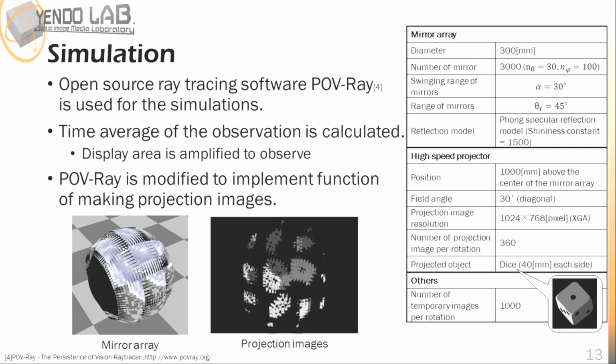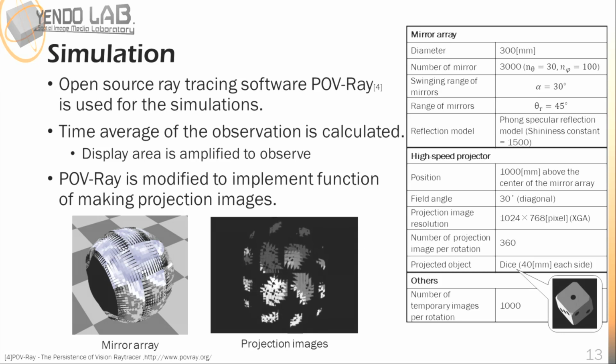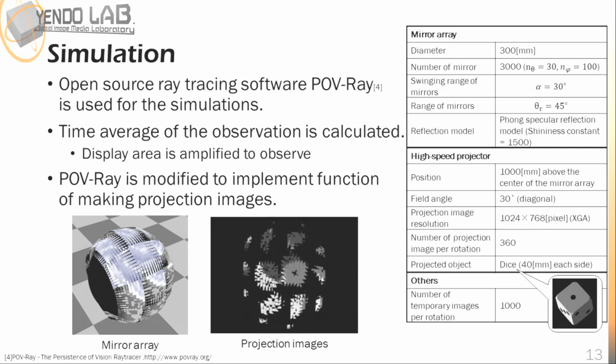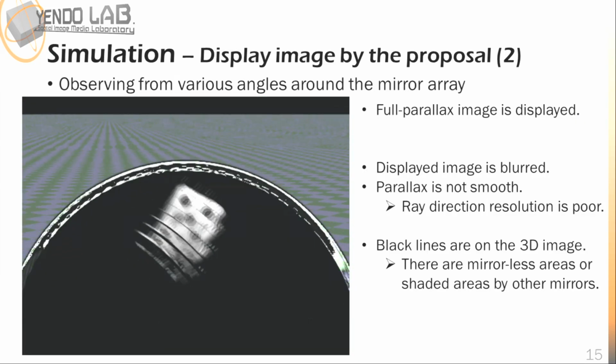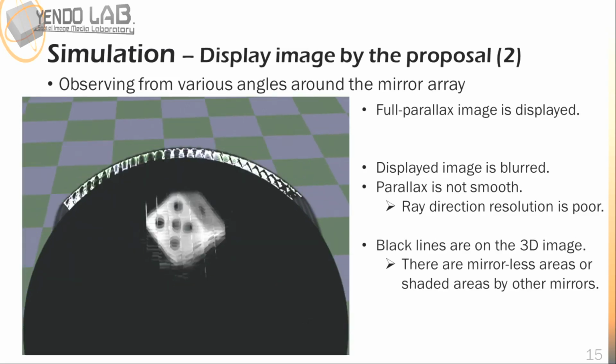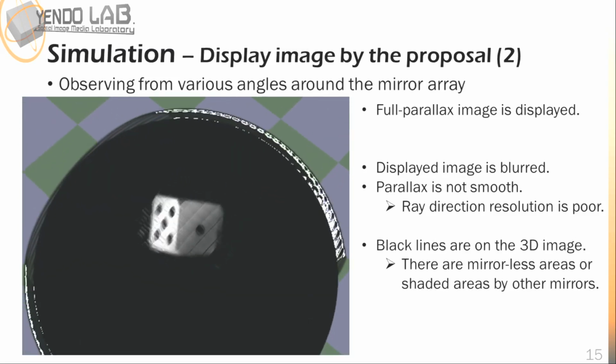This shows the projection images. The mirror array diameter is 300 millimeters, and the number of mirrors is 3,000. A dice of 40 millimeters each side is displayed. This animation shows the rotating mirror array. Flashing areas are observed. When the rotation is high enough, what viewers observe is the time average of this animation. By moving the viewpoint around the display, the full-parallax image is observed as shown in the figure.